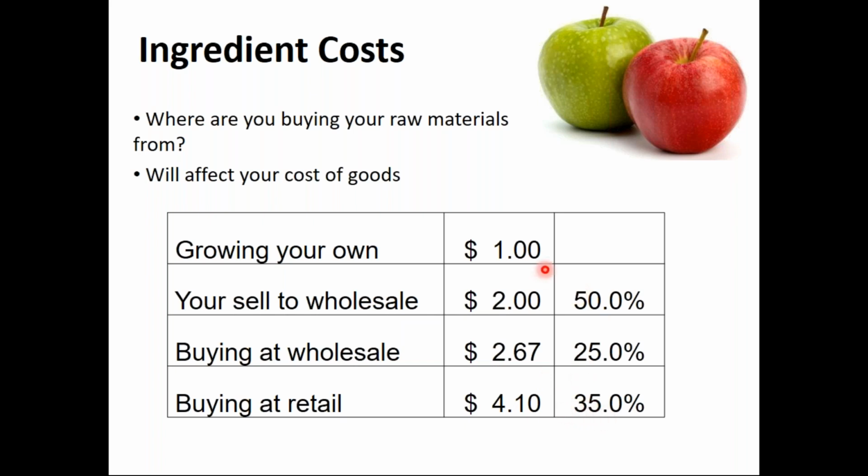So if you were in the position of having to buy these apples and you're buying them at wholesale, well, you're paying twice as much as if you made them yourself. Of course, the reality is most of us can't make our own food product like that. So that's the best case scenario. If you're buying at wholesale, it's going to be $2.67. But if you're buying at retail, there's really not a lot of room there for you to make any sort of margin on this product. So therefore, it is important that you buy at wholesale.